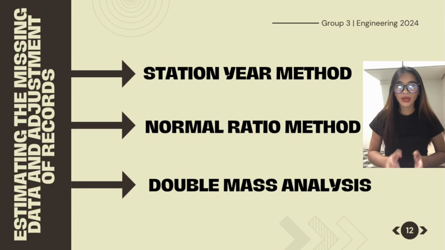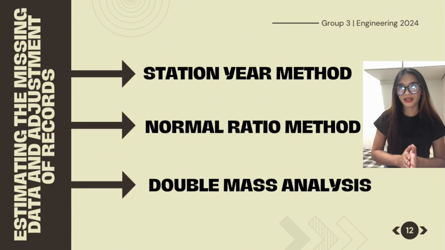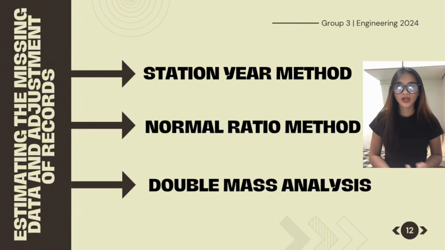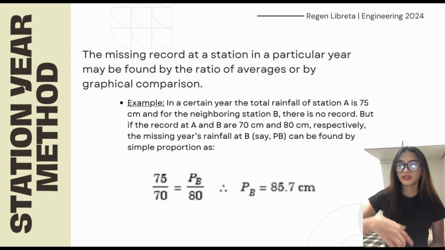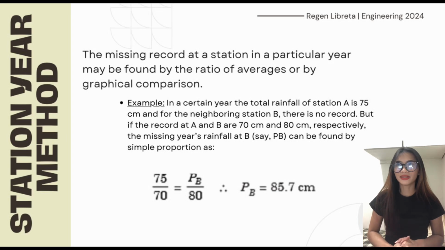So we have three methods for estimating the missing data: the station year method, the normal ratio method, and the double mass method. In the station year method, the missing record at a station in a particular year may be found by a ratio and average or by graphical comparison.